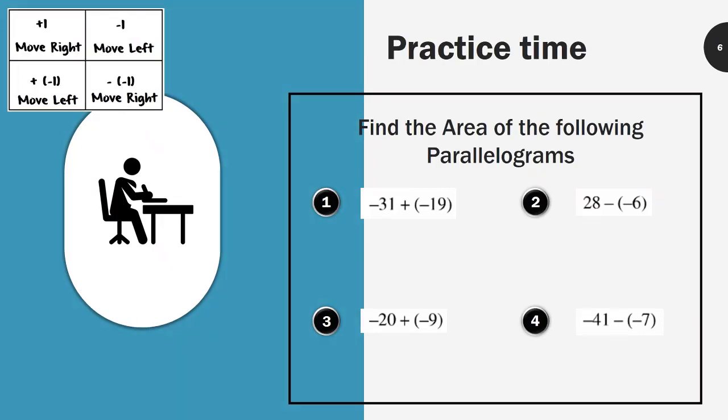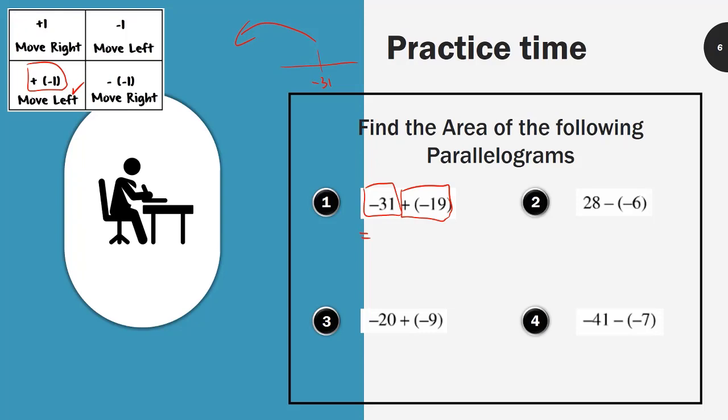Right, answer time. So let's go through these. So negative 31 is where I'm starting. Okay, and I always just do this, negative 31. And I am adding a negative. Okay, so that means that I need to move left on the number line. So that means I'm going to have to go that way.